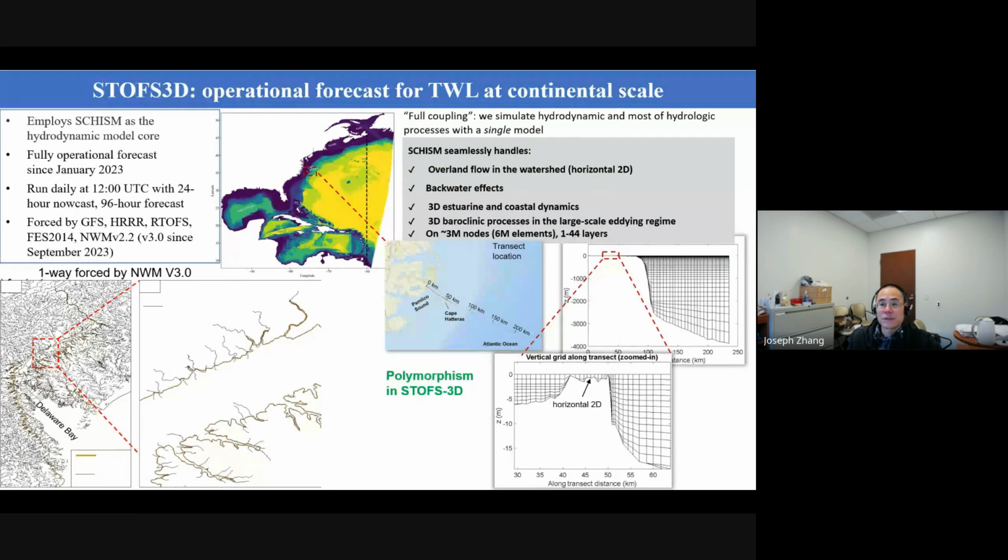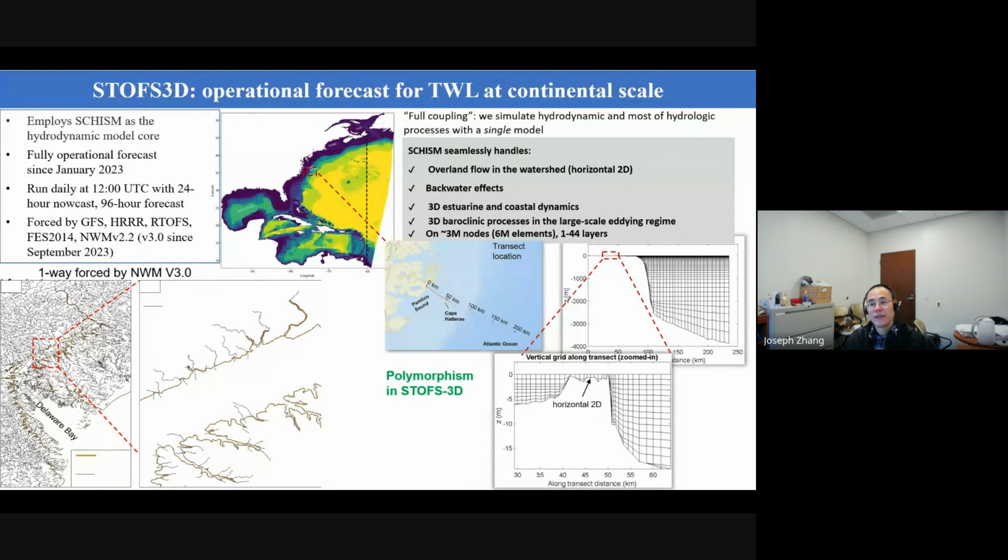So this system has been fully operational since January 2023, and right now every day we produce one forecast with 1 day nowcast plus 4 day forecast. So the turnaround time is about 1 day. Okay, I mean 1 hour, to finish all those 5 day simulations. So it's efficient, and we are looking at strategies to further boost the efficiency.